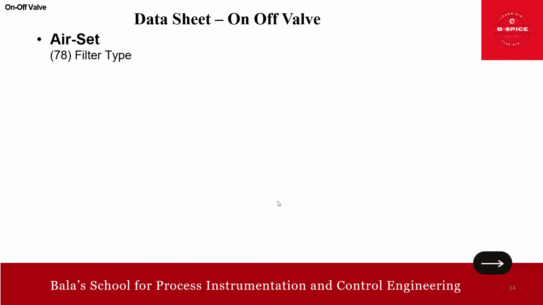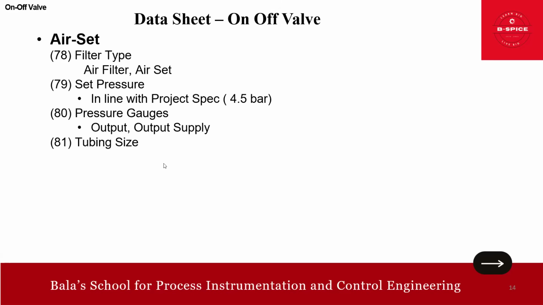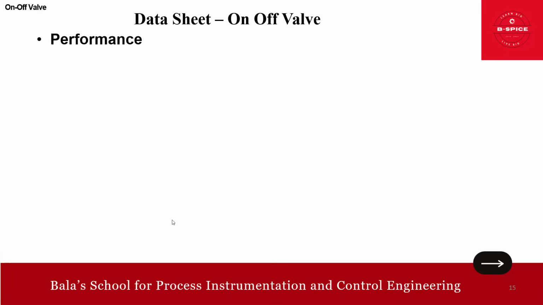Now we'll go into the air set. Filter type, basically air filter or air set. Set pressure in line with project spec, yeah, 4.5 bar. Pressure gauge, of course, I need this for output supply. Then tubing size, quarter inch or sometimes half inch also. It's basically the panel where the actuator, the air filter, regulator, all these we are assembling, right? So that's tubing. Then tubing fitting material can be 316 SST, copper or PVC coated. That's about the air set.